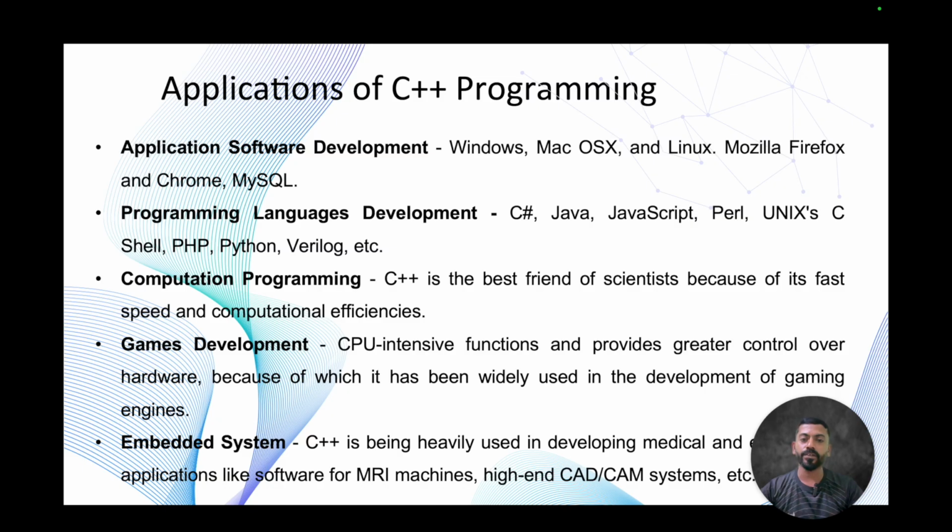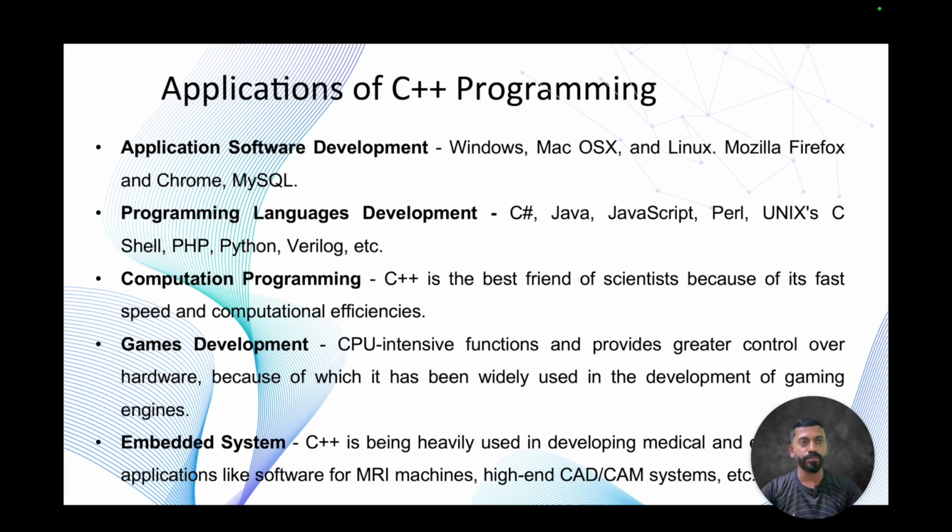Then applications of C++ programming. Several applications are there. The first one is application software development. Many operating system software are developed with the help of C++ programming, like Windows, Mac OS, and Linux, and browsers like Mozilla Firefox and Chrome, and databases like MySQL. So these are the applications of software development.